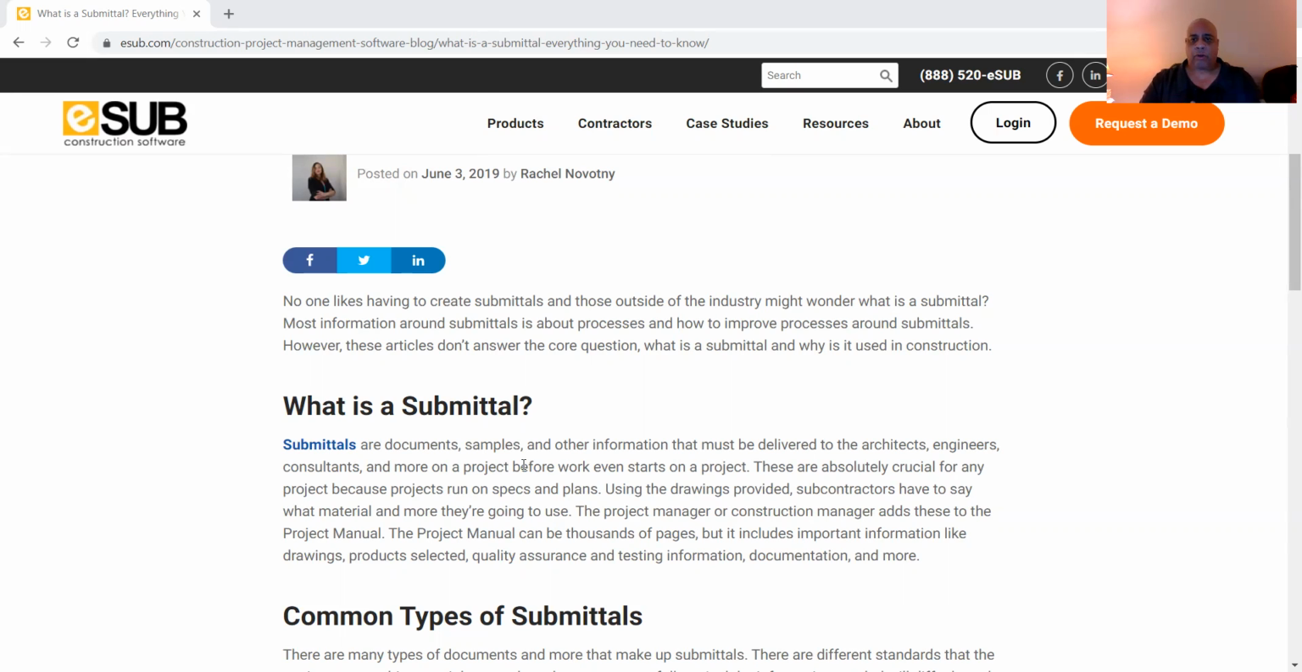So those submittals are absolutely crucial for any project, because construction projects run on specific plans and, of course, specifications. Using the drawings provided, subcontractors have to say what material they're going to use. The project manager or construction manager adds these to the project manual. The project manual can be thousands of pages, but it includes important information like drawings, products selected, quality assurance, and testing information, documentation, and more.